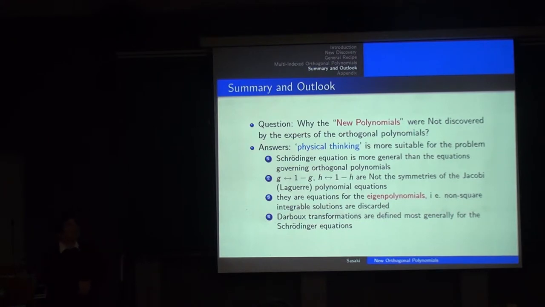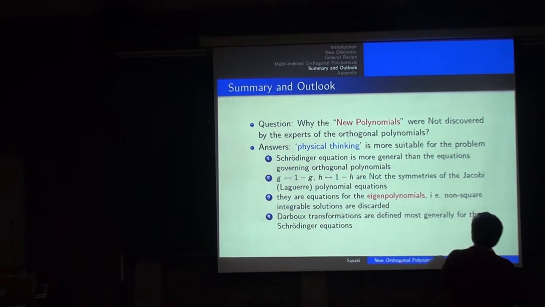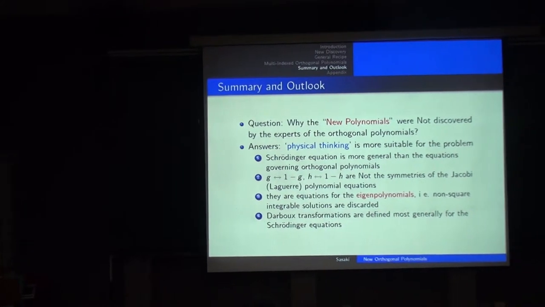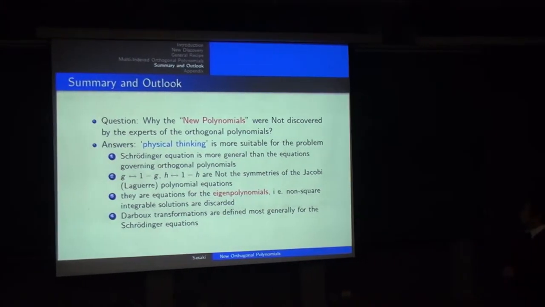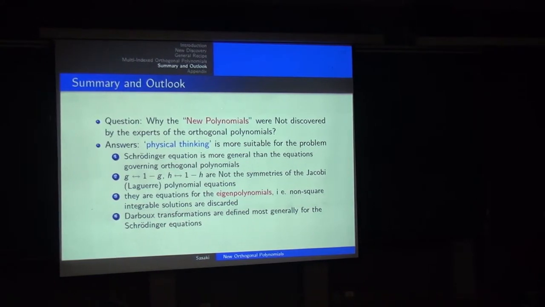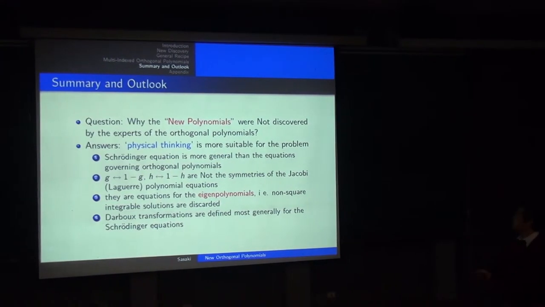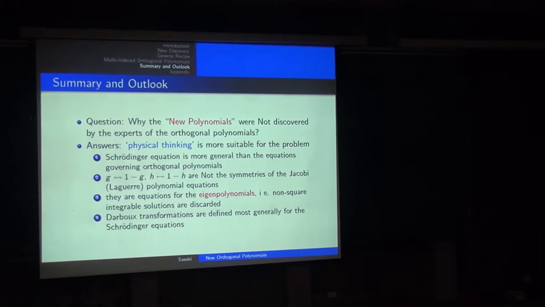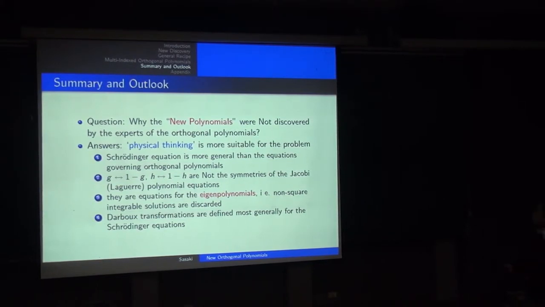So this is almost the end of my talk, but you might wonder why. There are so many clever experts working on orthogonal polynomials. Why were these new polynomials not discovered by the experts of orthogonal polynomials? The answer is that physicist thinking is maybe more suitable for this kind of problem, because the Schrödinger equation is more general than the ordinary second order differential equation for the polynomials.